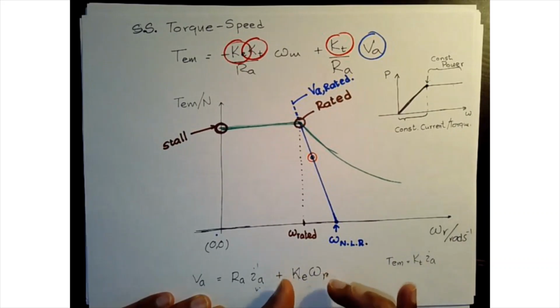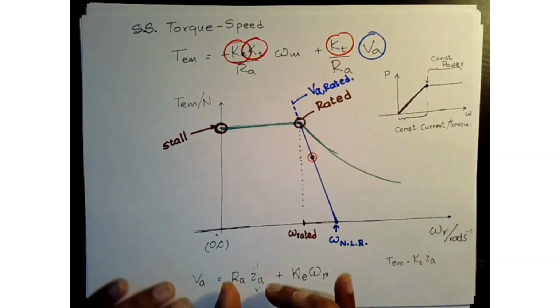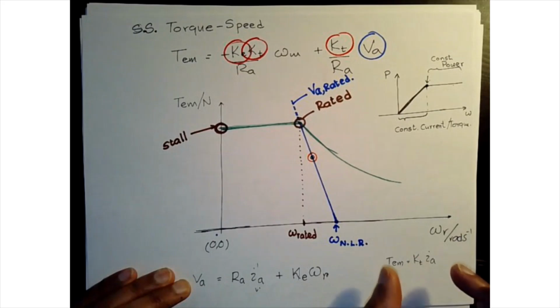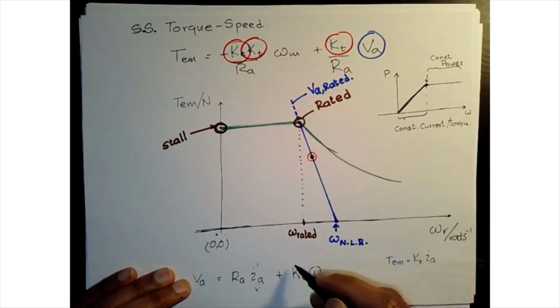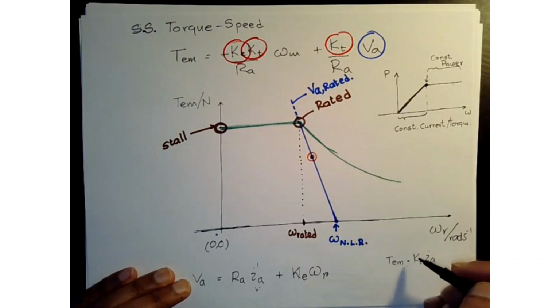Okay, and in the meantime, what can we say about torque? Now we changed KE, so KT is going to follow, right? So for the same amount of current, what will happen to the torque?